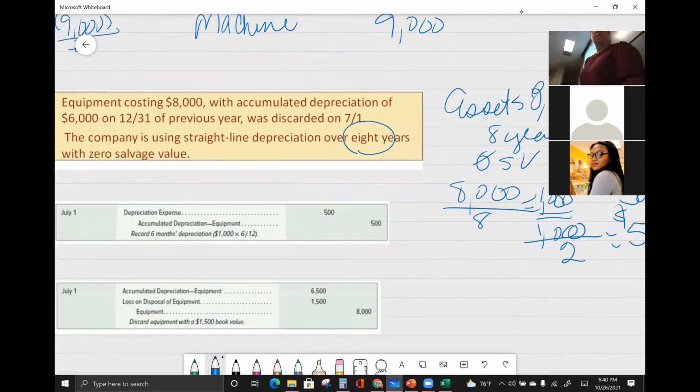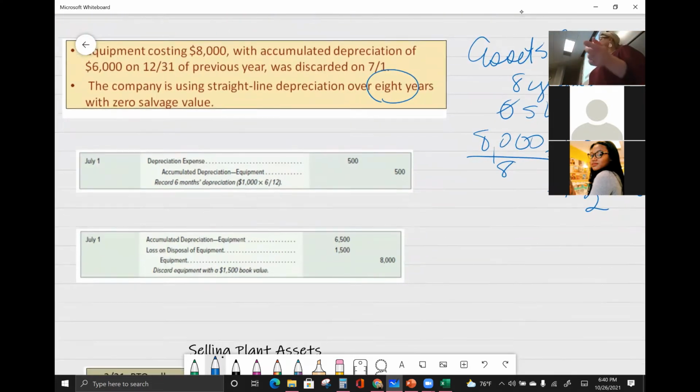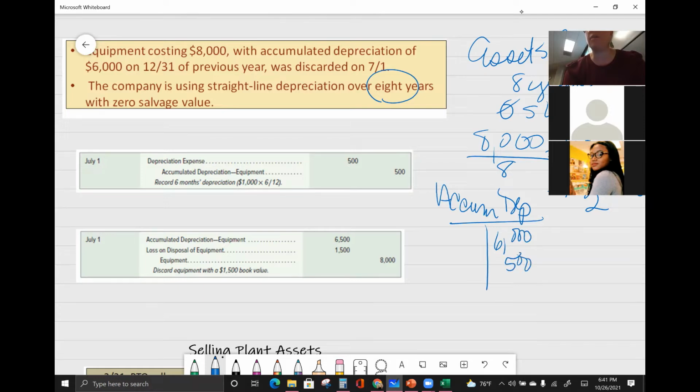So on my books, I do my entry, depreciation expense 500, that's my debit. I need a credit accumulated depreciation 500. So now what's in the accumulated depreciation account? The 6,000 plus the 500. So now I have 6,500 in my accumulated depreciation account. So let's look at a T account. So it's right here, 6,000. Just added 500 to it. So now my accumulated depreciation account has a credit of 6,500.